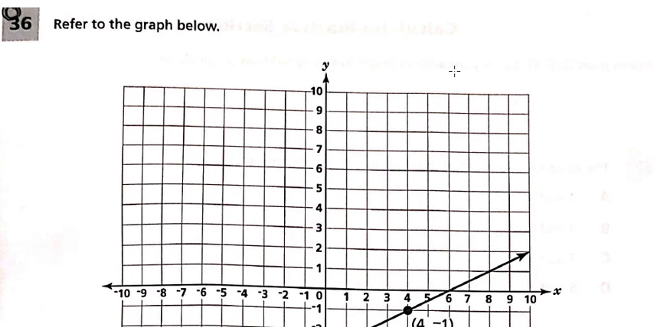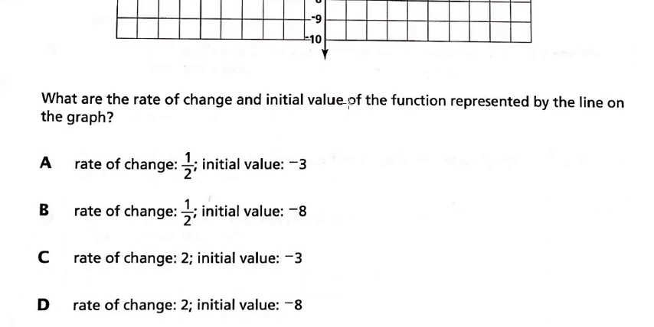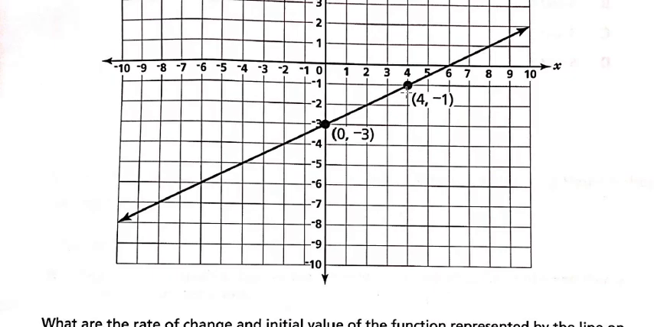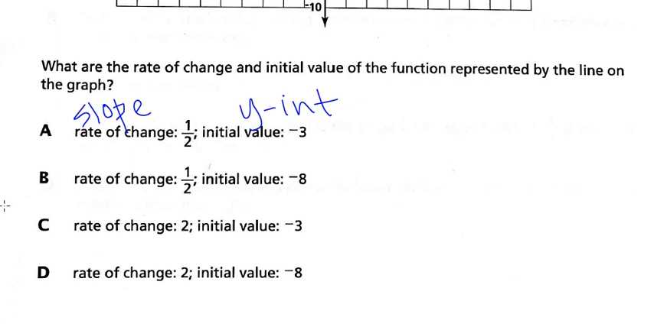All right, on number 36, let's look at our answer choices. We need to find a rate of change and an initial value. So we need a slope and we need a y-intercept. The y-intercept is so easy to find on a graph, so let's go figure this one out. It is -3. So let's go ahead and eliminate answer choices B and D.